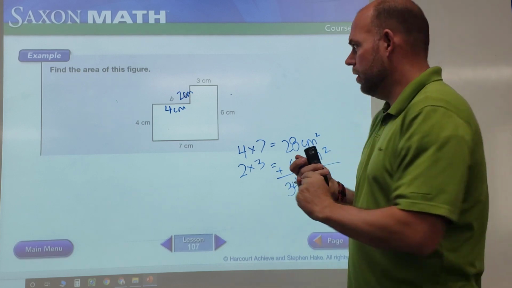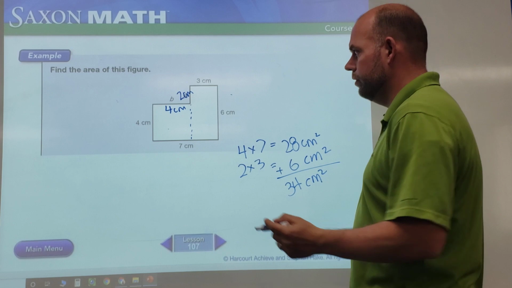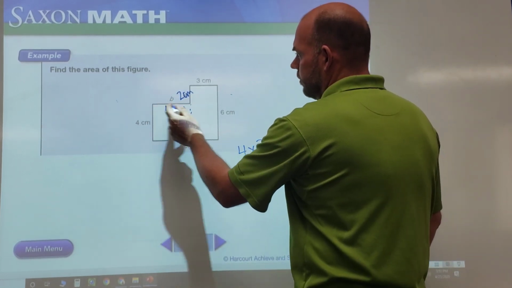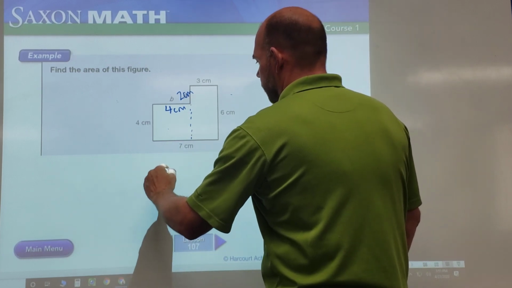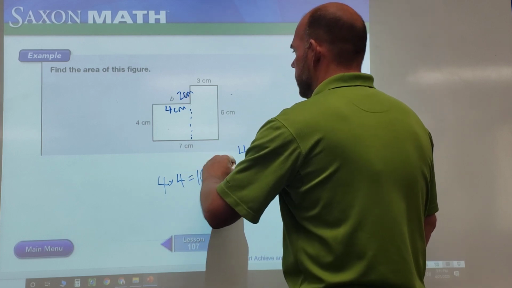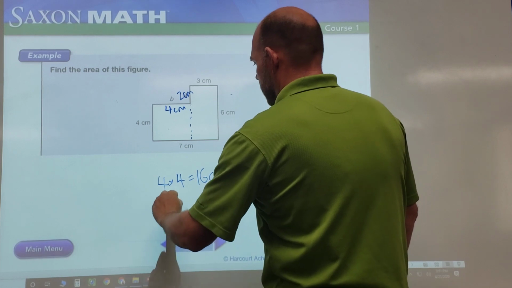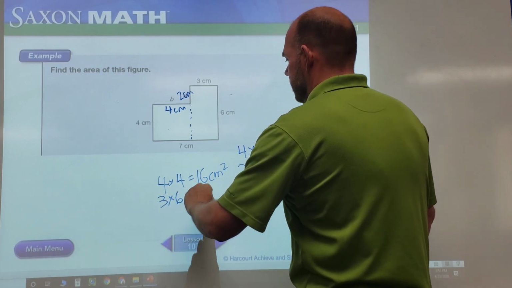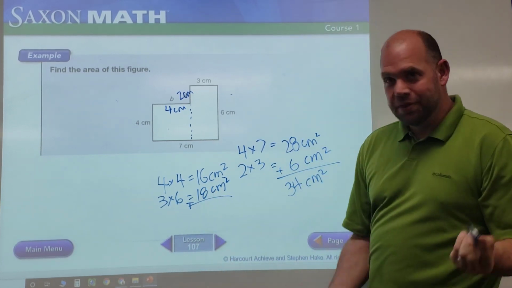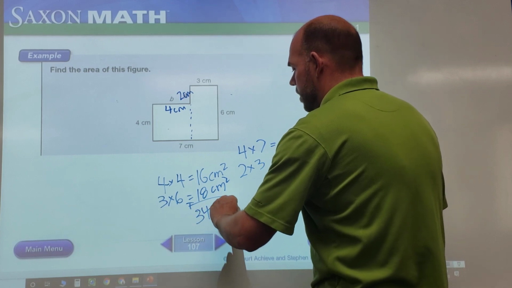Now, let's say we do it the other way. Instead of making it boxes that way, let's make this 2 boxes. Now we have different measurements. Now we have 4 centimeters by, what is this measurement across? 4 centimeters. So 4 by 4 gives us 16 centimeters squared. And then over here we've got 3 by 6, which is 18 centimeters squared. We'll add those up, and here's the cool thing: different shapes, but same area, 34 centimeters squared.